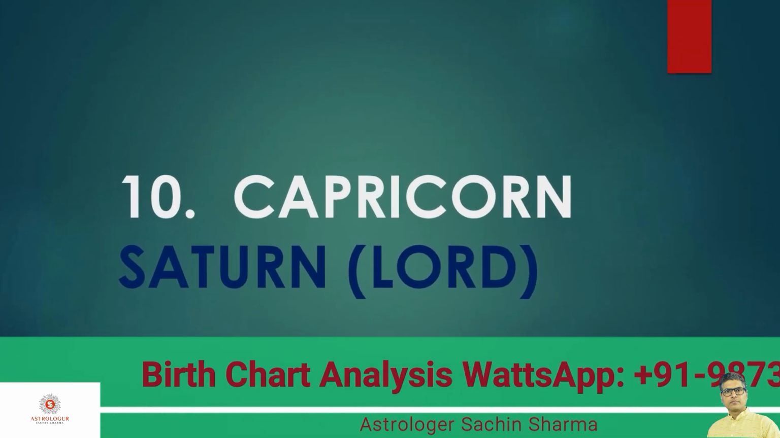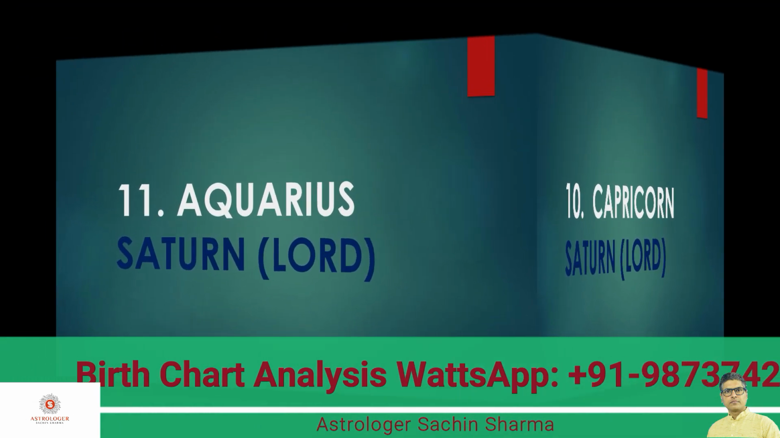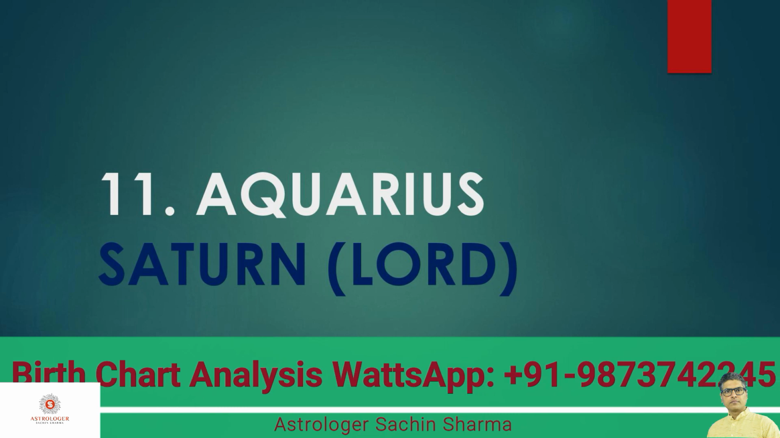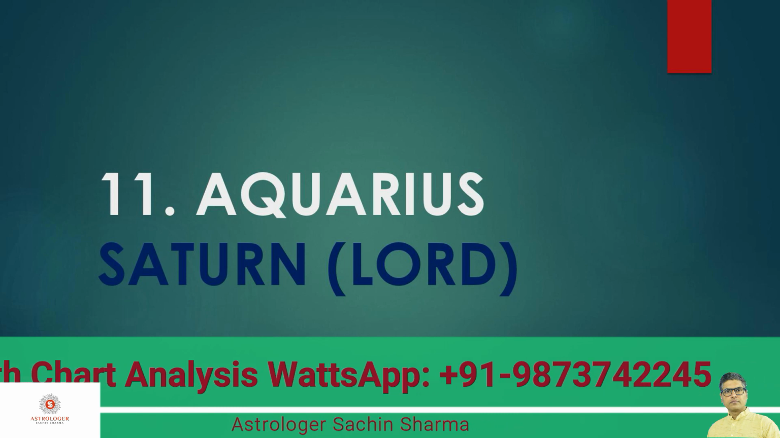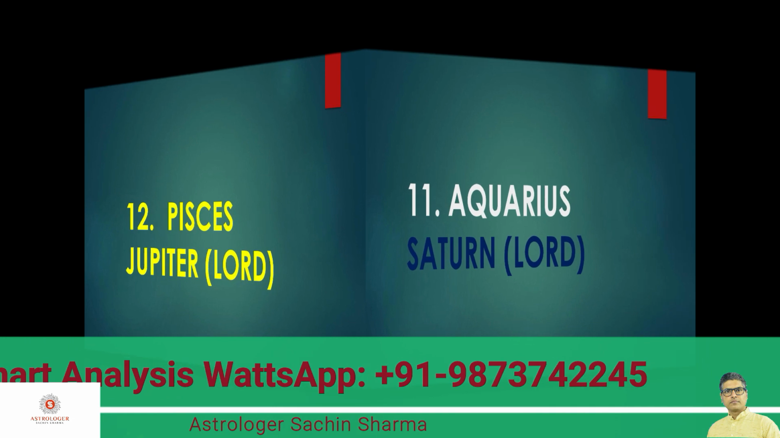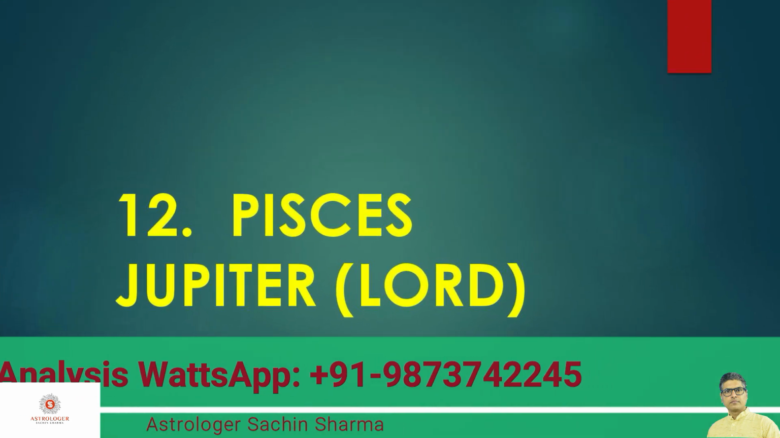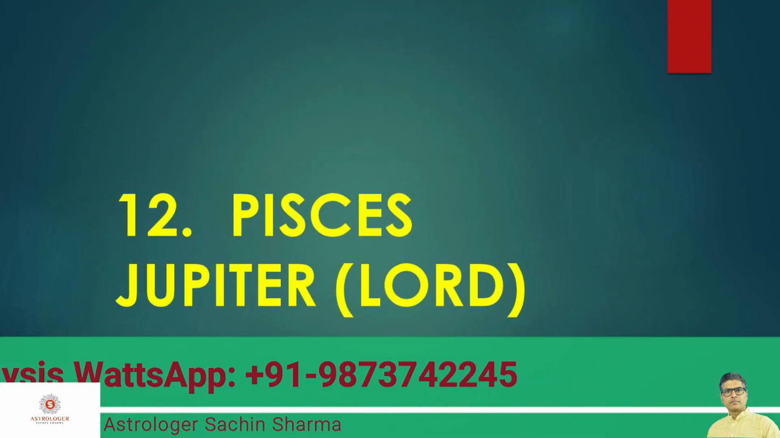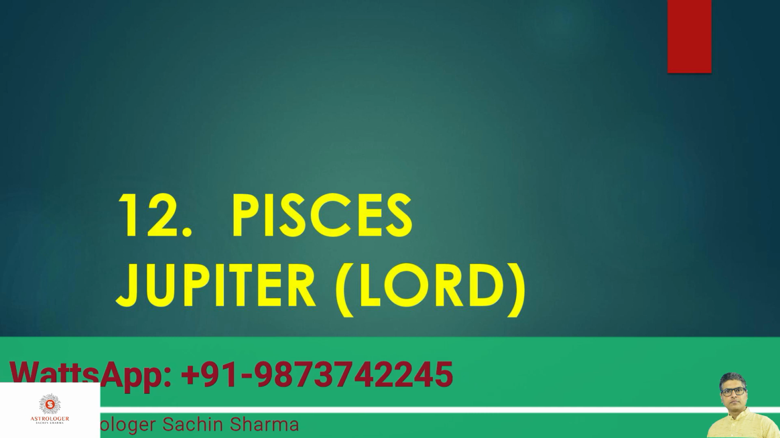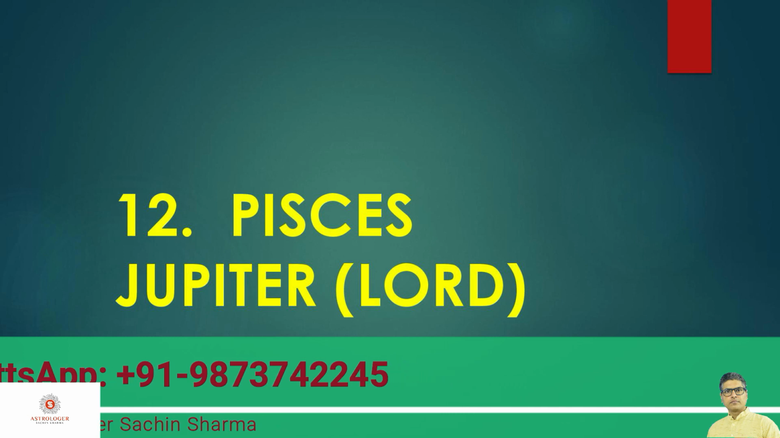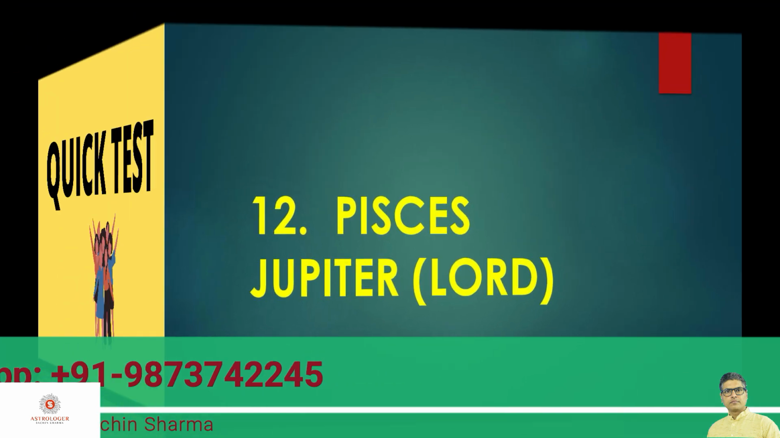Number 10 belongs to Saturn. Number 11 represents Saturn. So there are two numbers that belong to Saturn, that means 10 and 11. If number 12 is written, that belongs to Jupiter. So the two numbers that belong to Jupiter are 9 and 12. I hope you can understand this concept now in a very easy way.